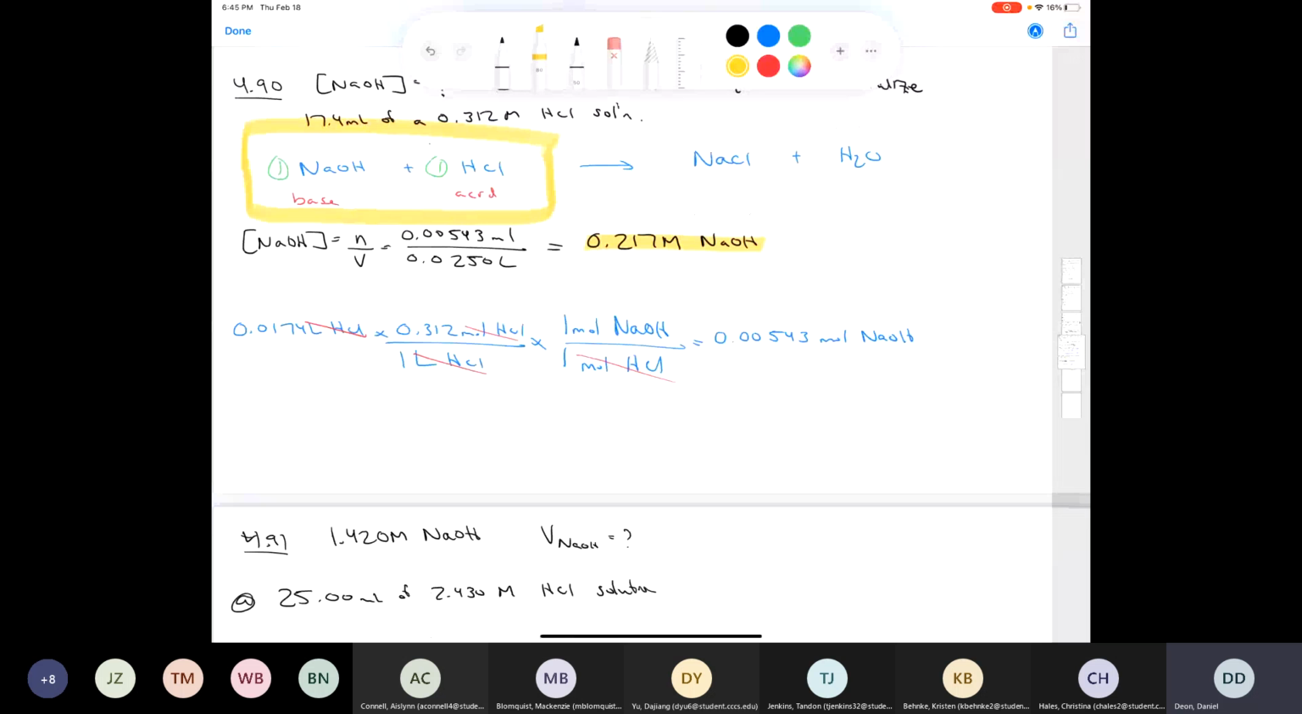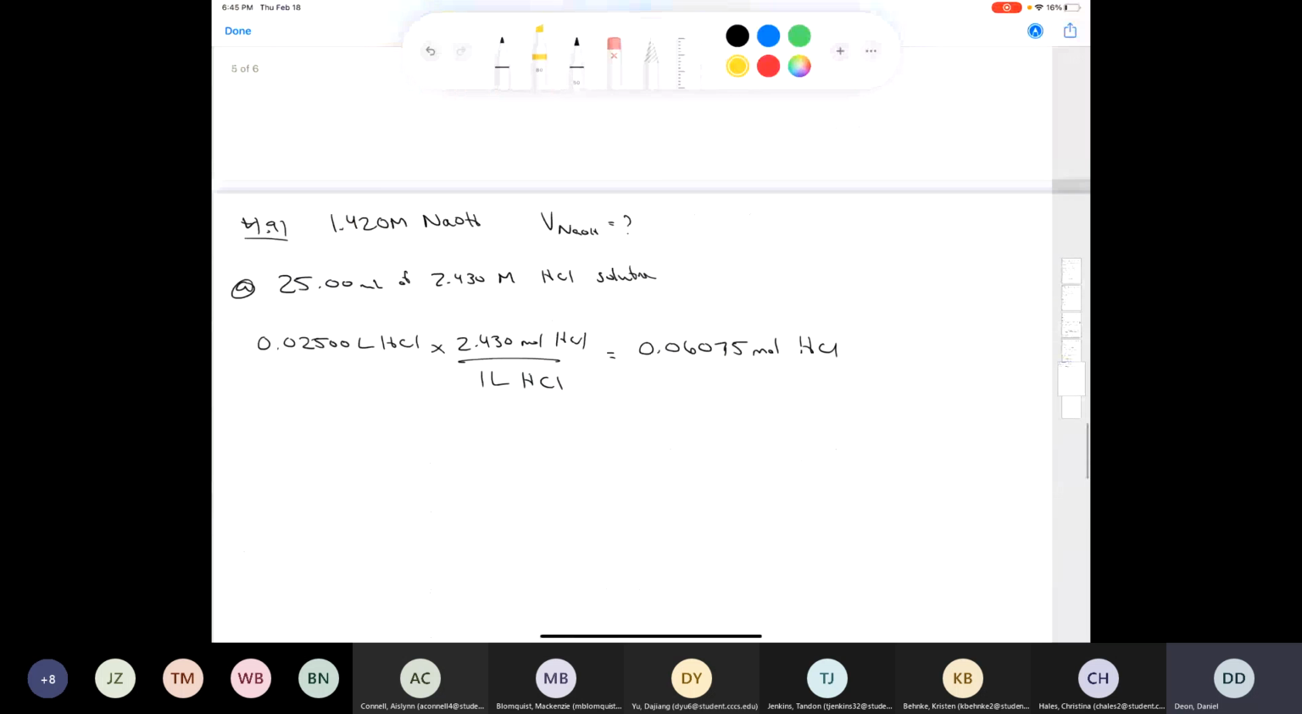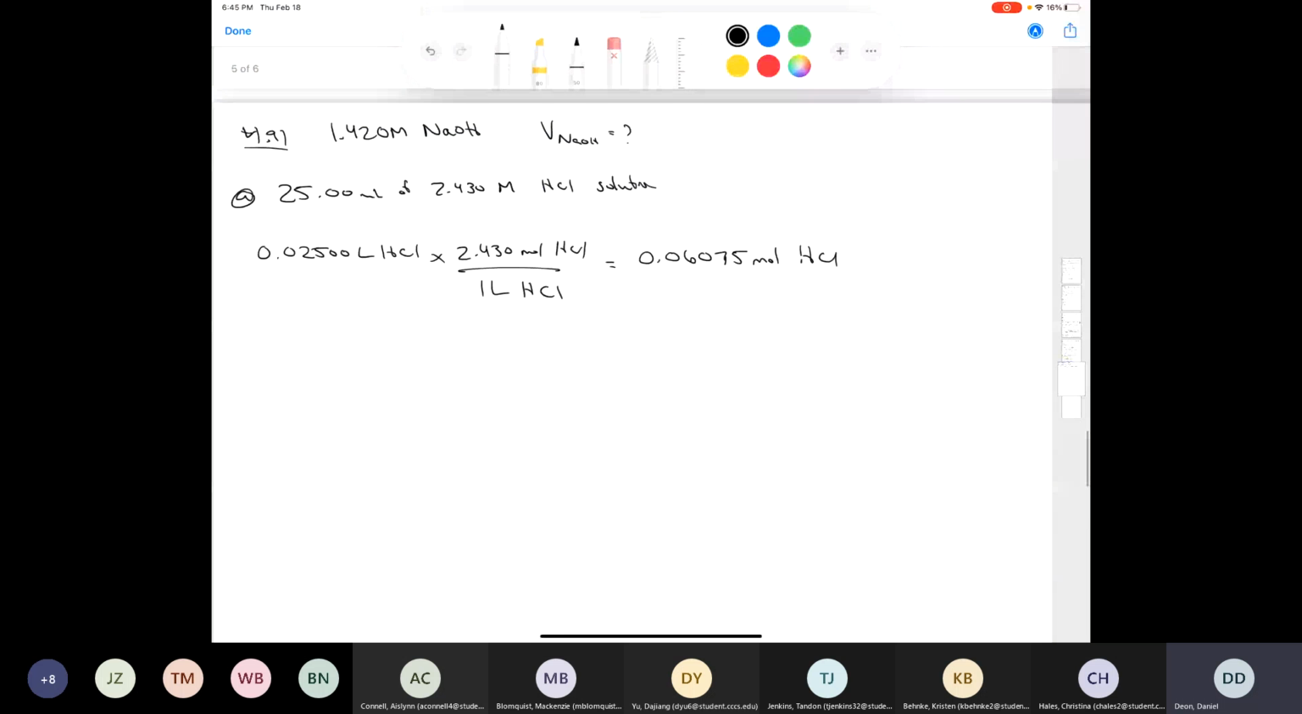Now, from our last problem, we know that the ratio of sodium hydroxide to HCl is going to be 1:1 when we use these to titrate each other. So we know again that the number of moles of HCl is equal to the number of moles of sodium hydroxide. Therefore, the number of moles of sodium hydroxide is also going to be equal to 0.06075 moles, right? We've got that.